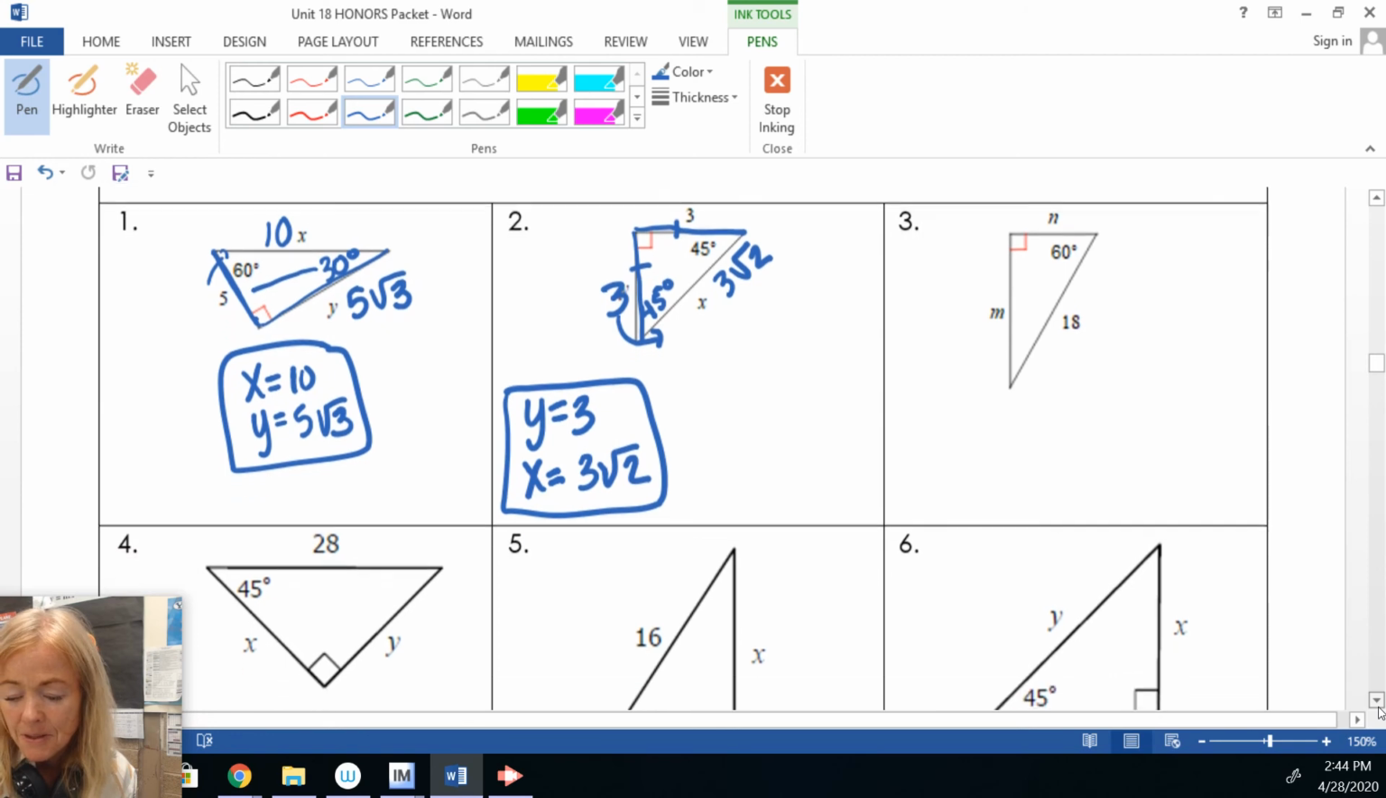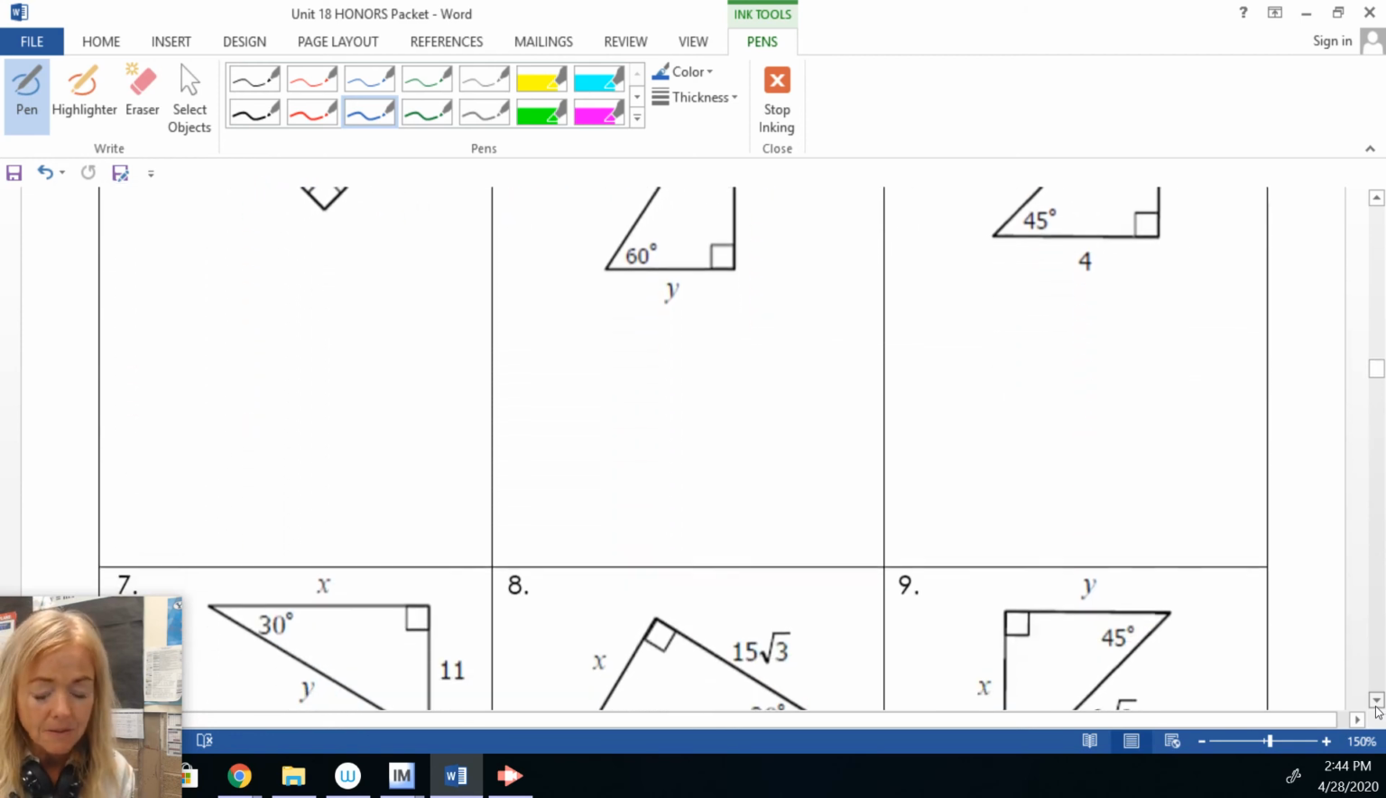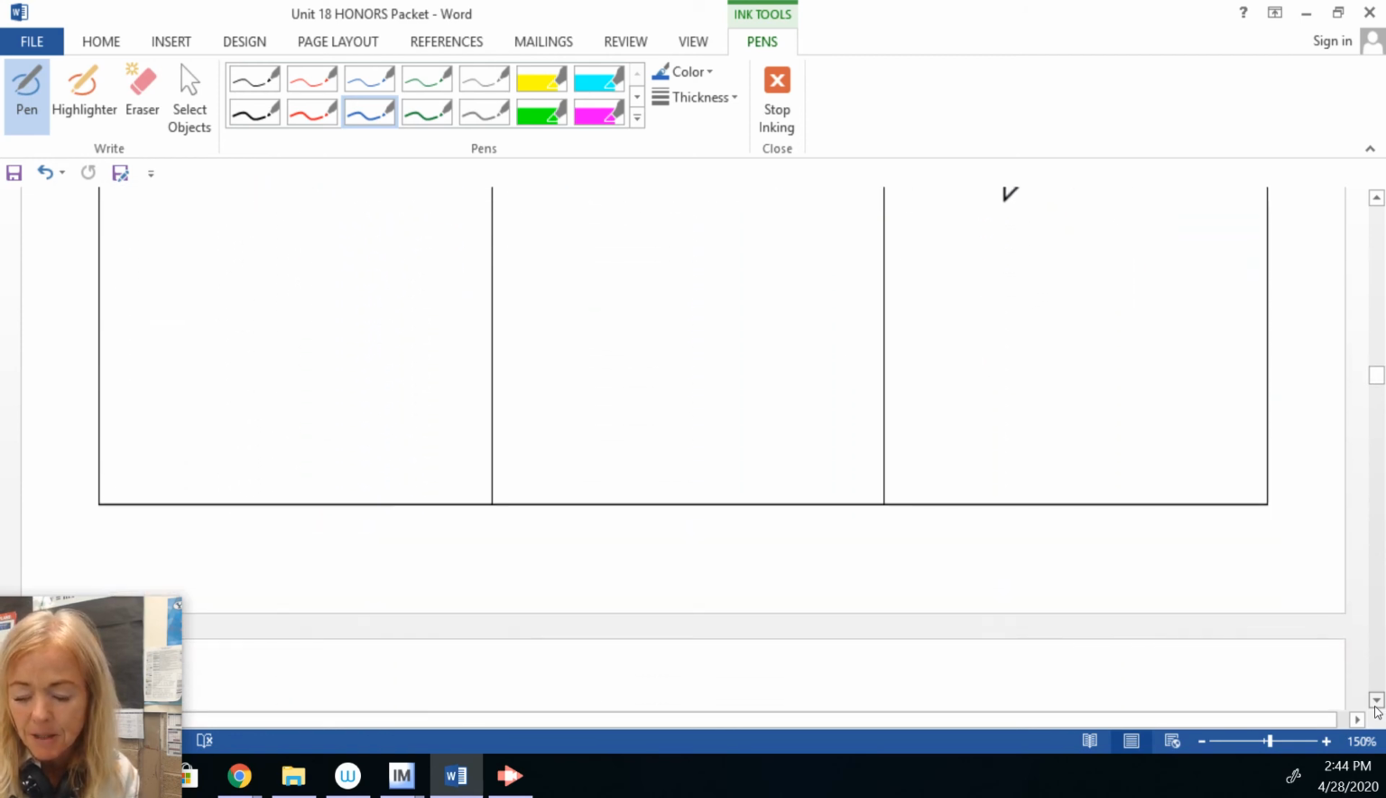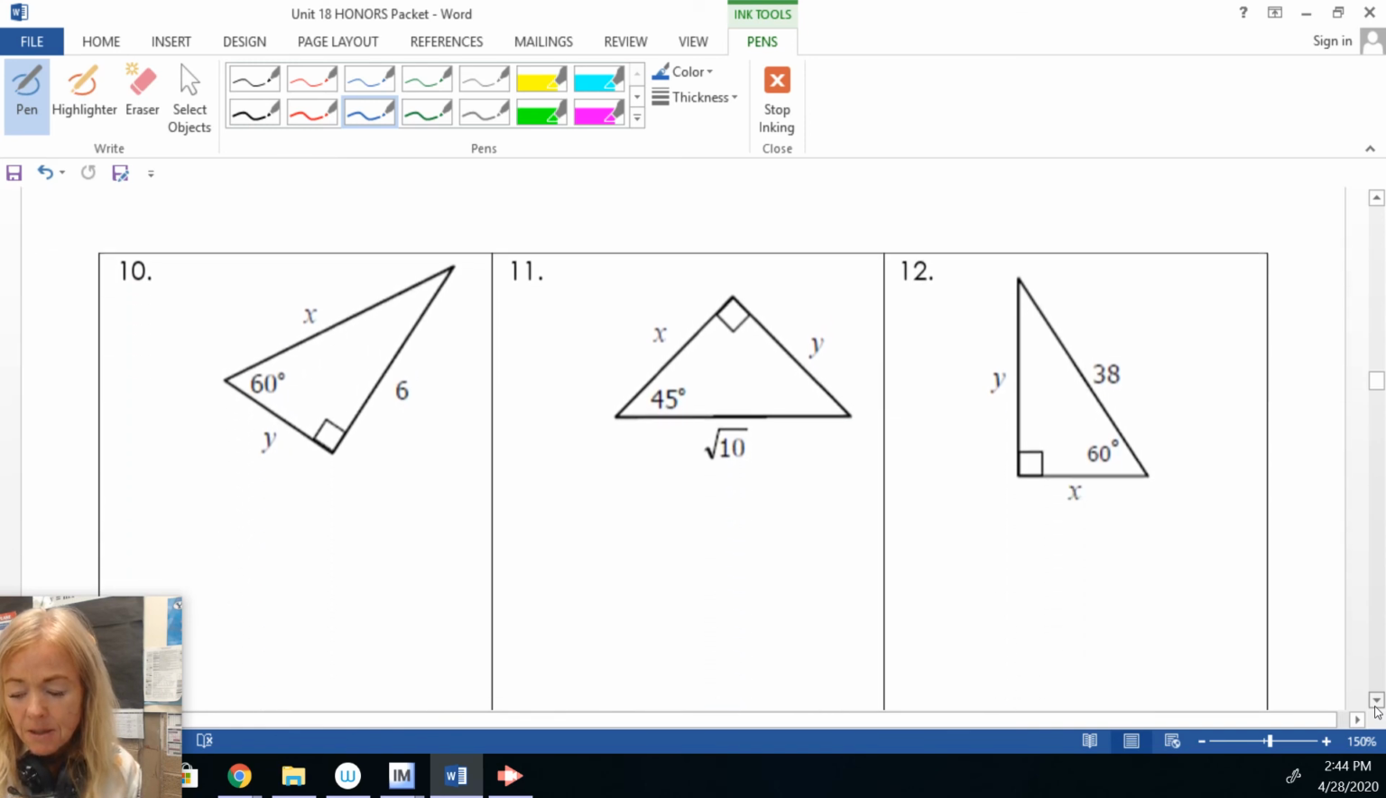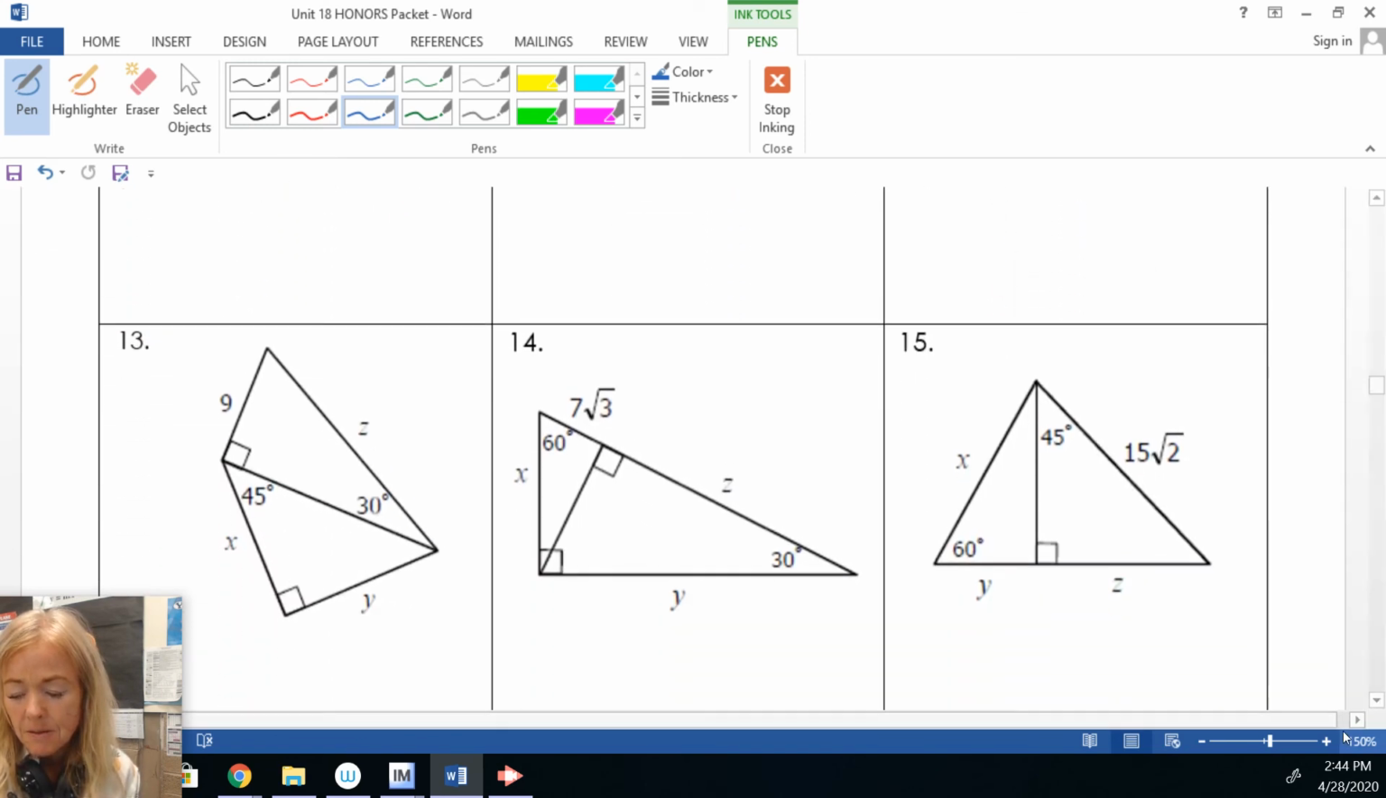I'm going to try to do another one that's a little more difficult. I have just a couple minutes till I hit the 15 mark. Let's see. Let's do number 14. It's going to be tricky. This is my 30. All right. I know this side right here is 7 radical 3, and it's going to be the short side. Okay, so the short side of this left triangle.